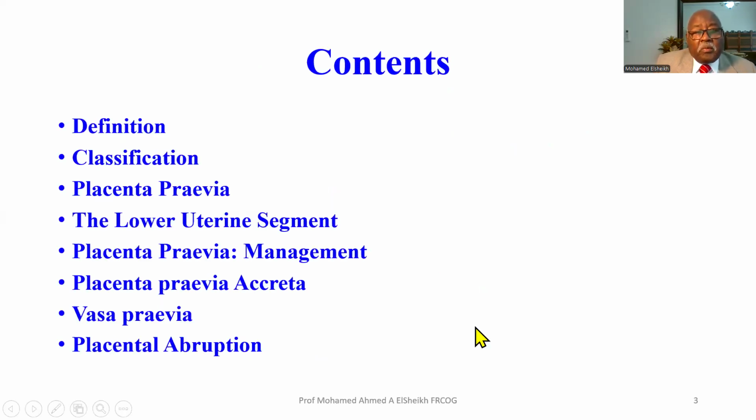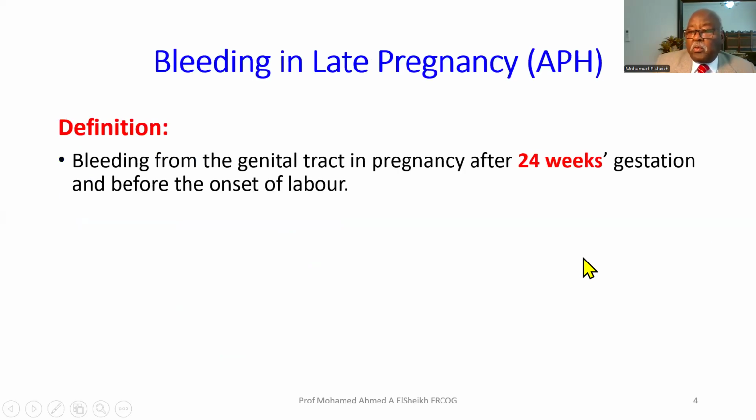The contents of our talk will be definitions, classification of bleeding in late pregnancy, placenta previa, the lower uterine segment, what do we mean by it? Management of placenta previa, then placenta previa accreta and how to manage it, vasa previa, and placental abruption. So we'll start with the definition. What do we mean by bleeding in late pregnancy?